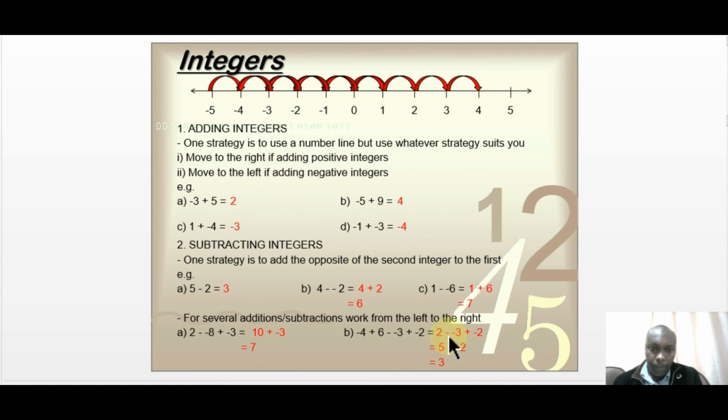Then minus negative 3 plus negative 2. We take 2 minus negative 3. We work this out. When you're subtracting, look at the second integer. This one is negative 3. The opposite of negative 3 is 3. So 3 plus 2 will give us 5. Then plus negative 2. Since we are adding a negative integer, we are going to move to the left. We stand at 5 on our number line. Then we move 2 steps to the left. So it will be 5 minus 2, and it will give us 3. So that is the simplified way of adding and subtracting integers.